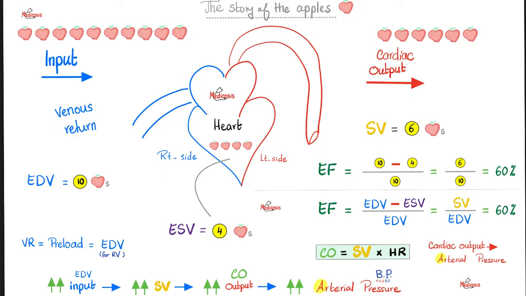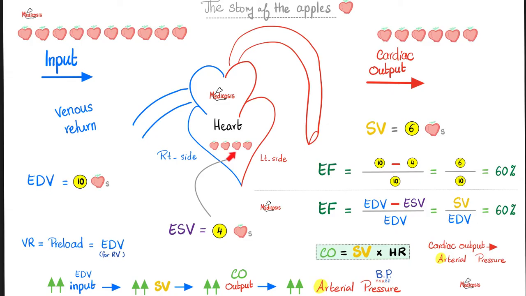It's a piece of cake. Look, imagine that I gave you 10 apples. You decided to keep 4 apples for you and eject or give away 6 apples. Let me ask you a question. How many apples did you eject? Answer: 6. What's the volume of apples that you ejected? 6 apples. The volume that you ejected is your stroke volume. So the stroke volume is 6 apples.